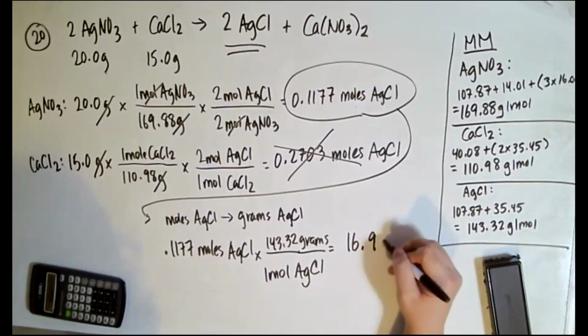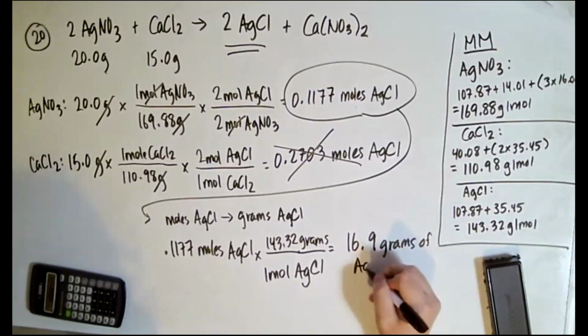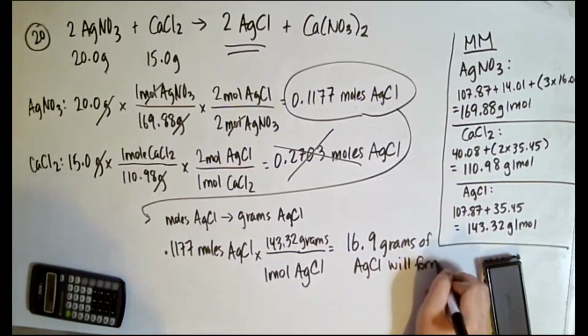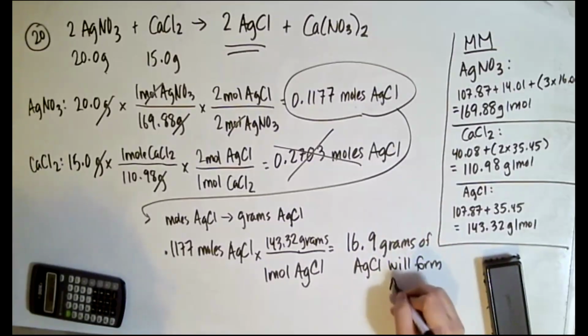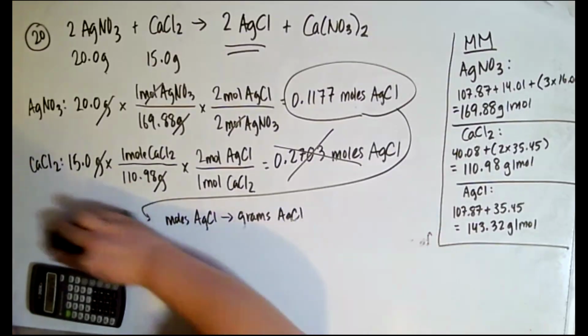Which means that 16.9 grams of AgCl will form. Okay, which was choice A. All right, and question number 21.